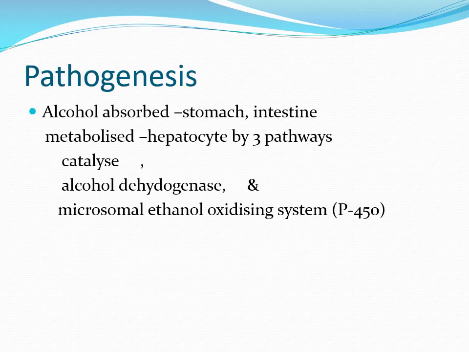Pathogenesis: alcohol is absorbed from the stomach or intestine and is metabolized in the hepatocytes. Through the circulation it reaches the hepatocytes and is metabolized mainly in the liver by three pathways: the catalase pathway, the alcohol dehydrogenase pathway, and the microsomal ethanol oxidizing system, which is the P450 system. Most commonly it is metabolized by the alcohol dehydrogenase pathway, and a minor amount by the catalase and P450 pathways.